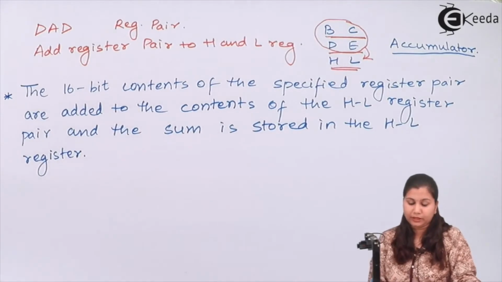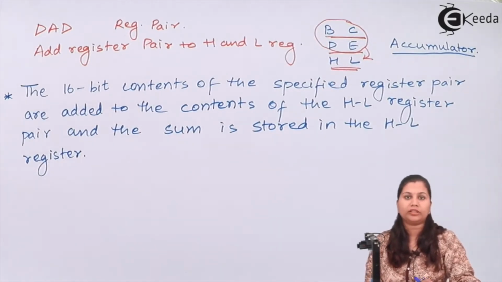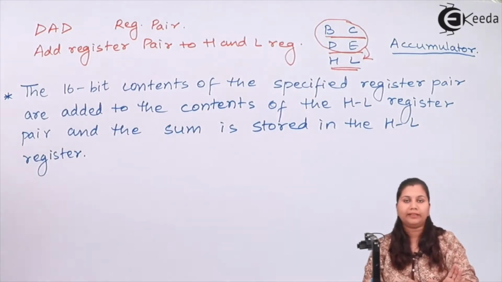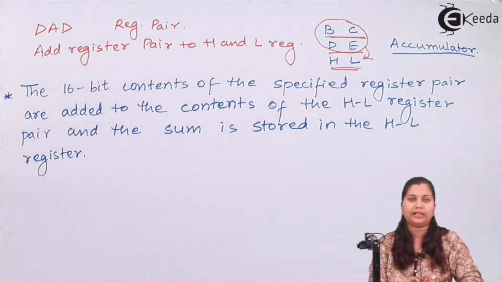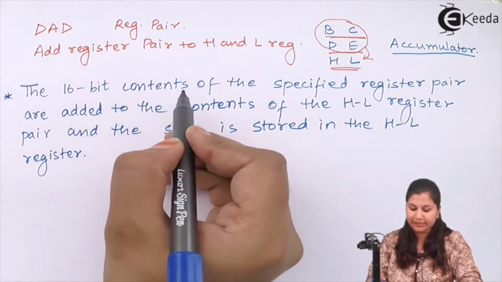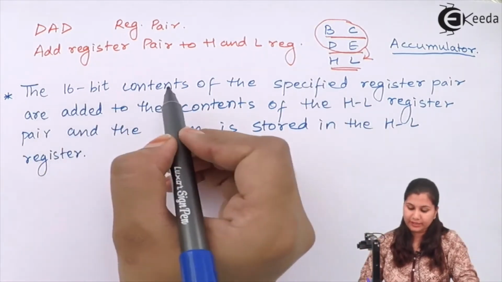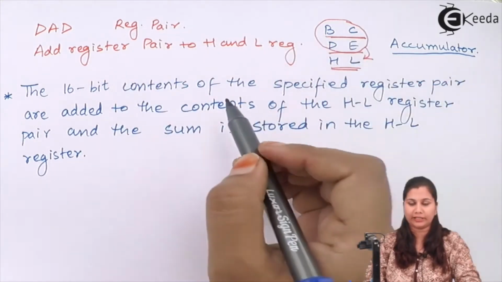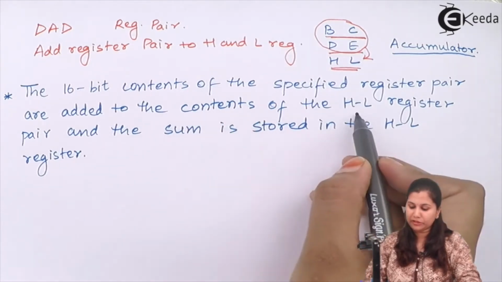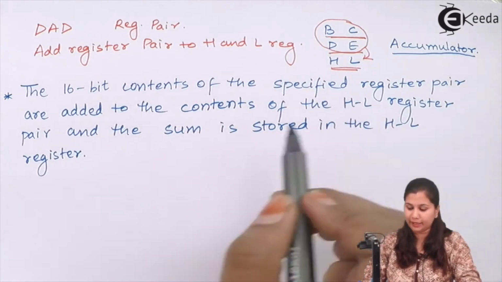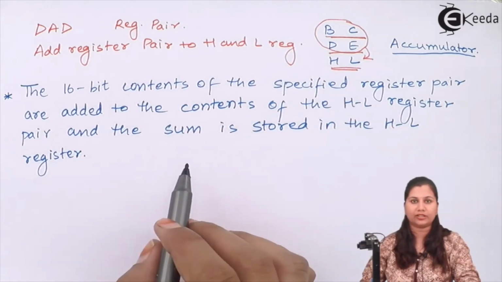So earlier instructions, whatever we have studied about the addition of two numbers, were about 8-bit addition. Like 8-bit data will be added to another 8-bit data, and the result is also 8-bit data. Now using this instruction DAD, we can add a 16-bit number, and this 16-bit number is stored in a register pair, either BC or DE, and another operand will be stored in the HL register. Both the numbers will be added up and the result will be stored in the HL register.